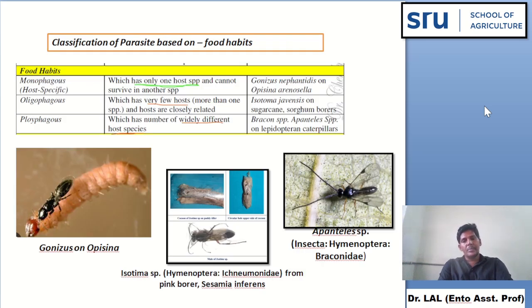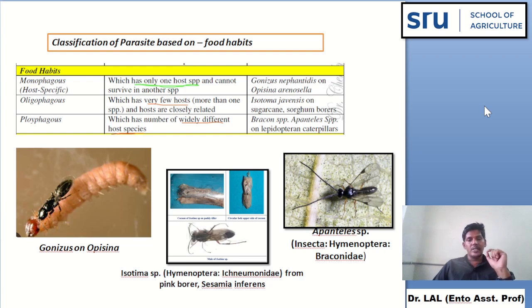Classification of parasites based on food habits: monophagous, oligophagous, polyphagous parasites. Monophagous parasites are host specific. They feed on only one host species and can't survive on any other species. Example, see here Goniozus nephantidis feeding on Opisina arenosella. It feeds on Opisina arenosella only. These are host specific.